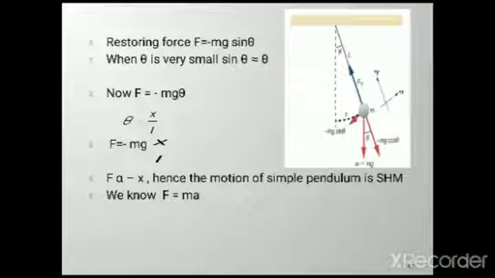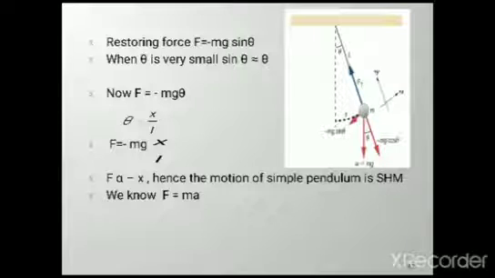So the restoring force acting on the bob is F equals minus mg sin theta. Here the minus sign indicates that the restoring force and the displacement are opposite to each other. When theta is very small and measured in radian, sin theta is nearly equal to theta. So we can substitute in the above equation, and our equation becomes F equals minus mg theta.